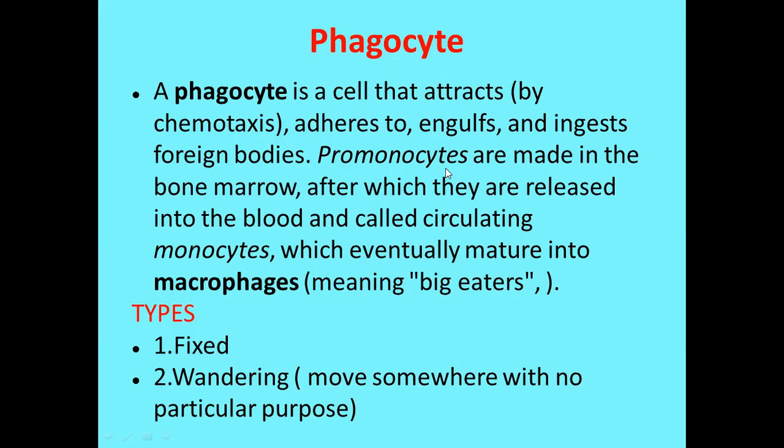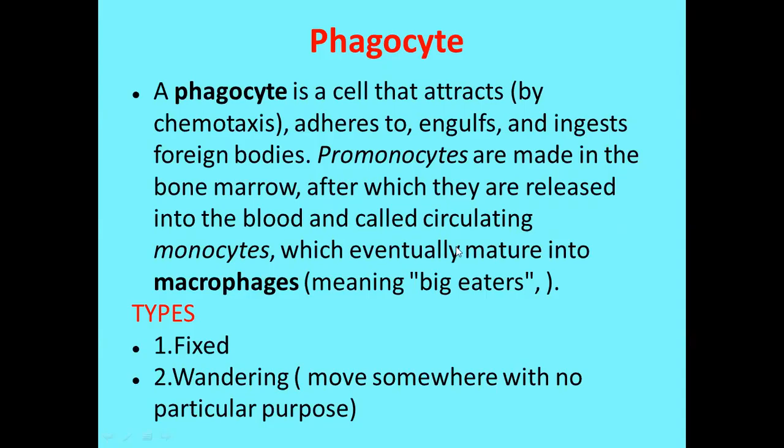And the pro-monocytes are made in the bone marrow, after which they are released into the blood. They are called circulating monocytes, which eventually mature into macrophages. What are macrophages? You can call them the big eaters. They don't require any antigenic site, and they don't have any specificity.